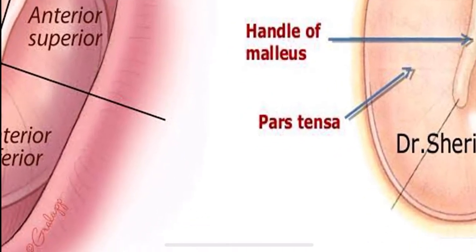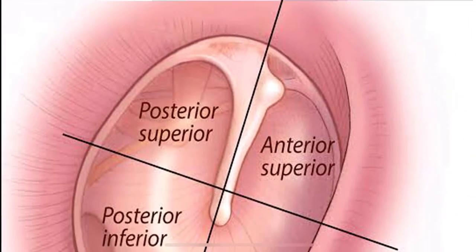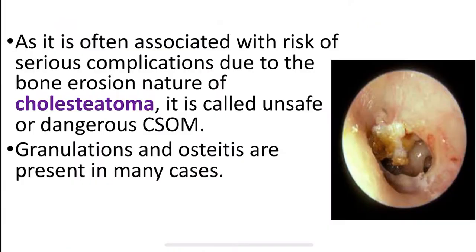This is the pars tensa. In the posterior superior part of the pars tensa, there will be Attico-antral type. As it is often associated with the risk of serious complications, because of the bone erosion nature of the cholesteatoma, it is called unsafe or dangerous.